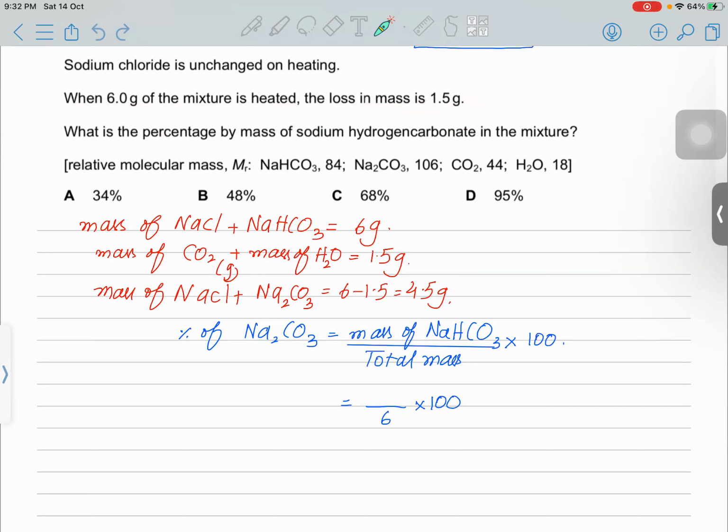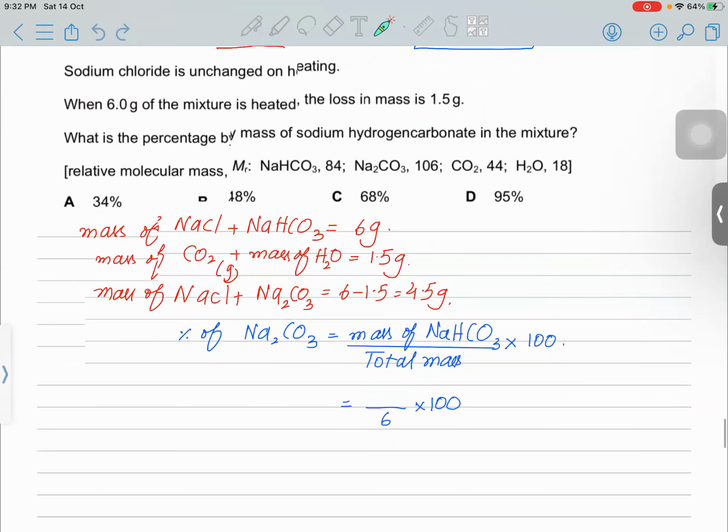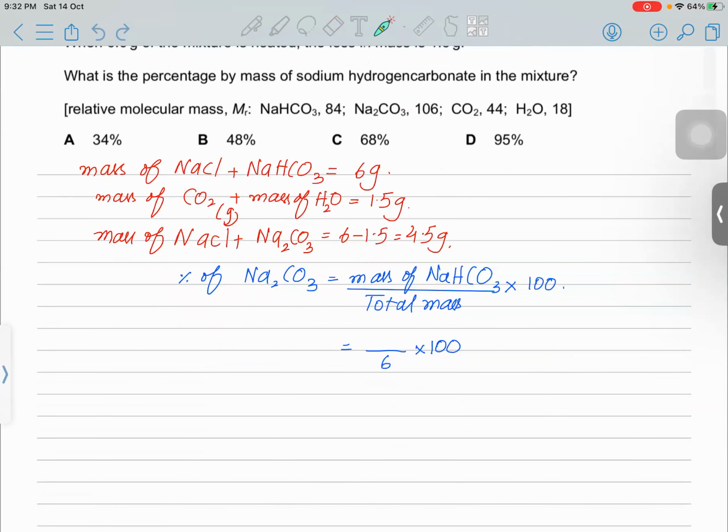So when you subtract 6 minus 1.5, you will get 4.5. So 4.5. So can anyone find the mass of NaHCO3 or Na2CO3? Sir, Na2CO3 will be 4.5 grams.